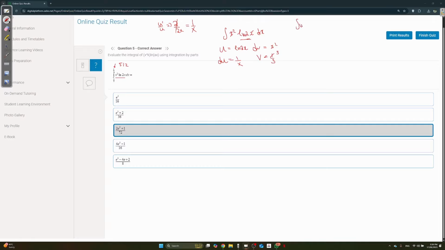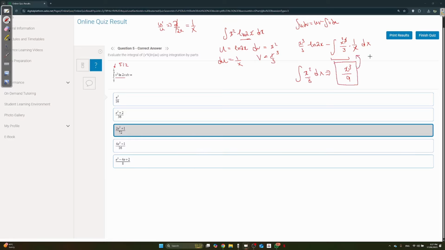So applying our rule, integral u dv equals uv minus integral v du. u times v will be x cubed over 3 times ln 2x, minus integral v du, so x cubed over 3 times 1 over x dx. Now we can cancel this and this. It's going to become x squared over 3. Let's solve this down here. So it's integral x squared over 3 dx. How do you do it? It just becomes x cubed over 9, right? You add 1 to the power and divide by the new power. Okay, so it becomes x cubed over 9.